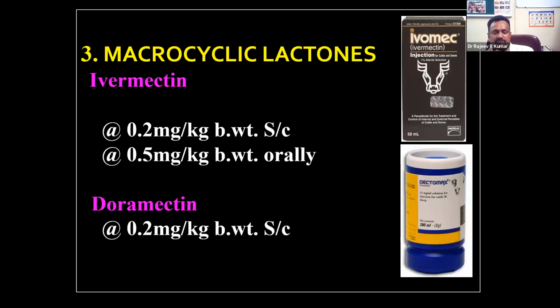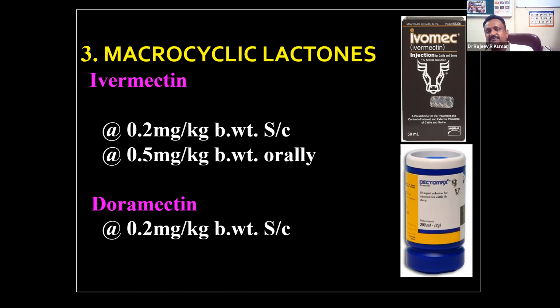Then coming to the macrocyclic lactones, ivermectin and doramectin. The injectable formulation of ivermectin or doramectin is used at 0.2 milligram per kg body weight subcutaneously, or 1 ml per 50 kg body weight. These are the different drugs available in the market for controlling gastrointestinal nematodes in goats. But the most important thing is that among all, ivermectin is the most effective, and its protection period is very high. If a goat has an infection of gastrointestinal nematodes and is treated with ivermectin, infection cannot be established before 2 months.